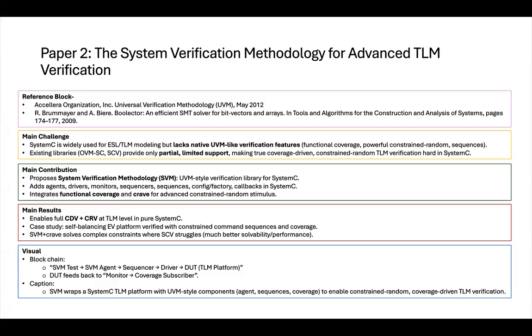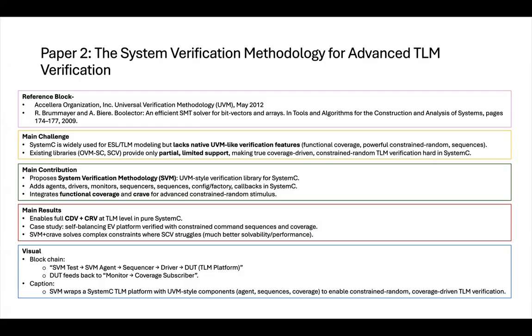The authors propose SVM, the System Verification Methodology, a UVM-like library for SystemC. It gives you familiar components: test, agent, drivers, monitors, sequencers, sequences, and plugs in SystemC coverage, plus CRAVE for powerful constrained random generation. They demonstrate it on a virtual self-balancing EV platform. An SVM test creates an agent around the TLM DUT. The sequence generates constrained random steering and speed commands. The driver sends TLM transactions, and the monitor and subscriber collect coverage on command types and sequence patterns.